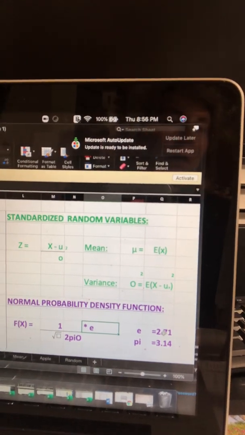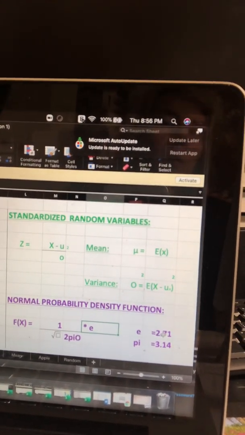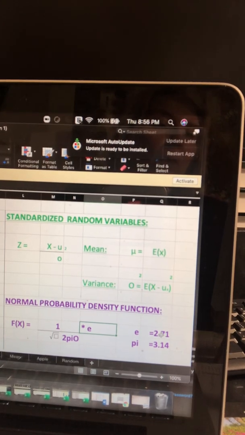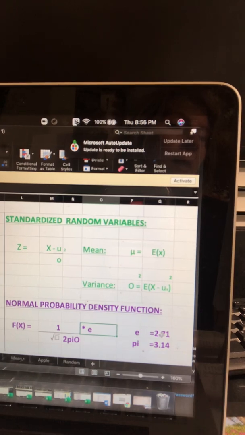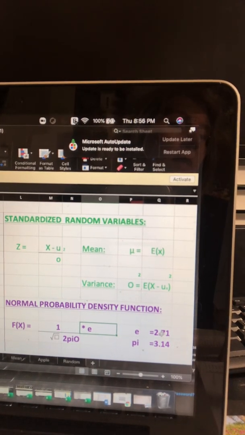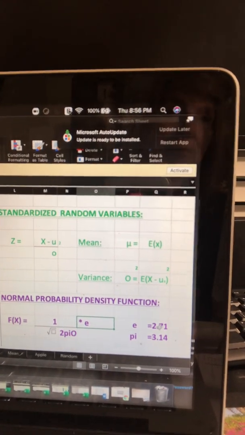Now there is a good YouTube video on this one as well that describes this formula in more detail, called the normal distribution calculating probabilities and areas on the Z table, and that's by Joshua.